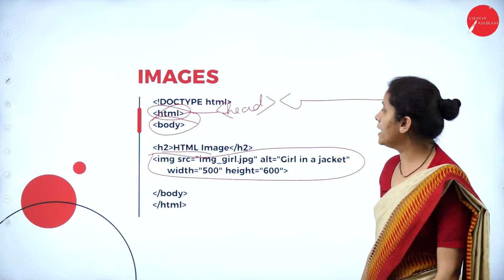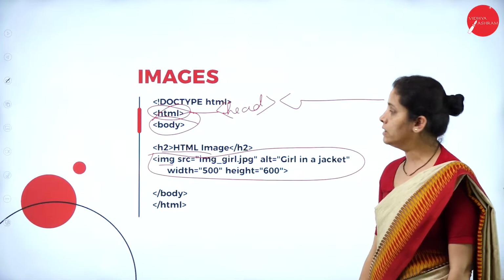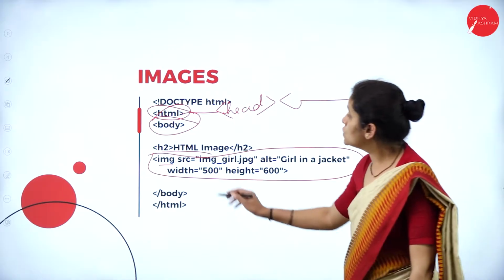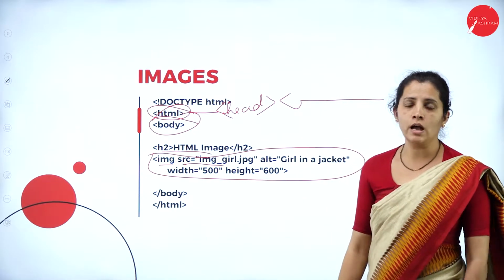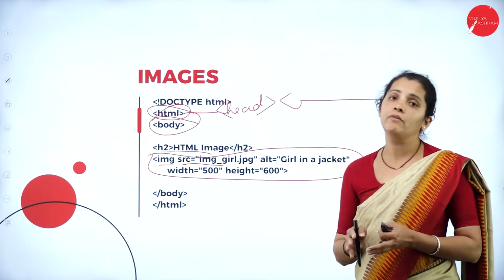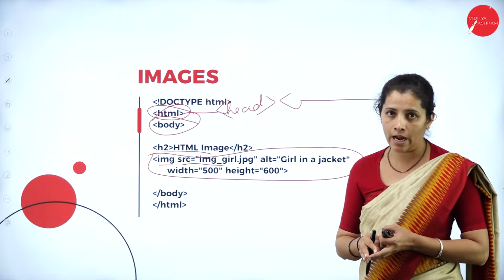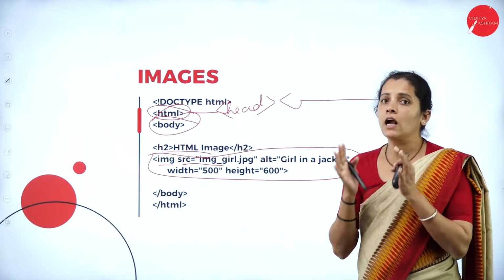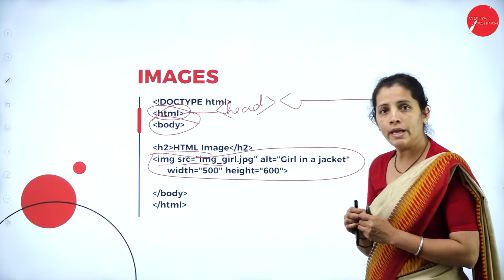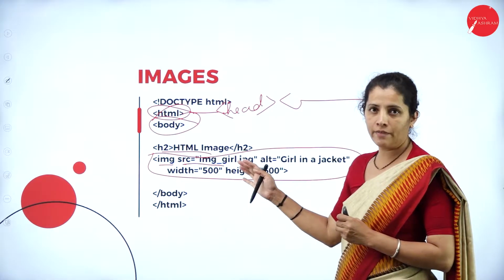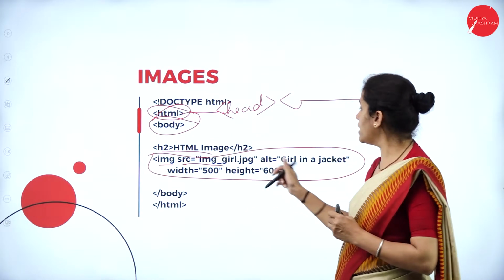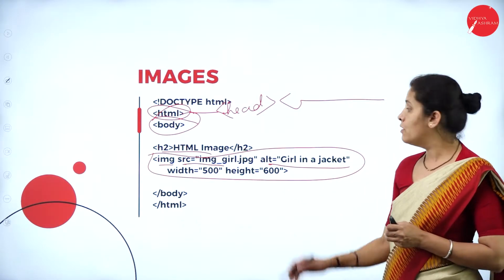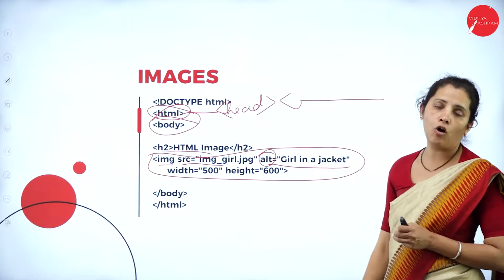How can I insert the image here? For that, I can have the image tag. Then I have the source attribute, src. In the sense, I want to specify the path where the file resides or where the file is stored. So I want to write the complete path of the file where it is placed. Suppose the file is not present, so what do I want to do? I just want to display the alternate message. For that, I'm going to have alt.